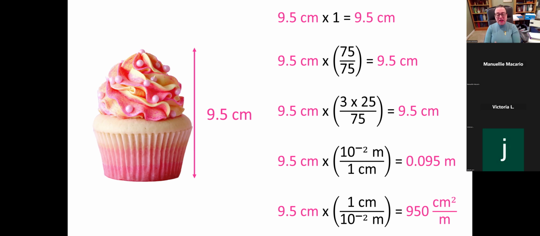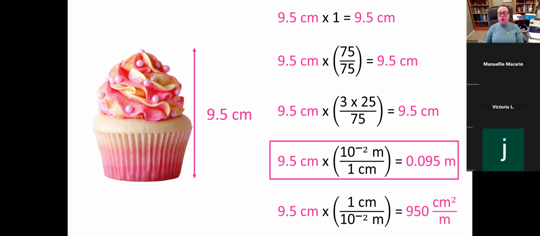We're not going to be able to cancel our units unless they are the same in the numerator and in the denominator. So the example we just did doesn't have those units of centimeter canceling out and leaving us with units of meter, if that was our goal. So this almost bottom one was going to be the more helpful way of using our conversion factor in order to change our units from centimeters into meters.